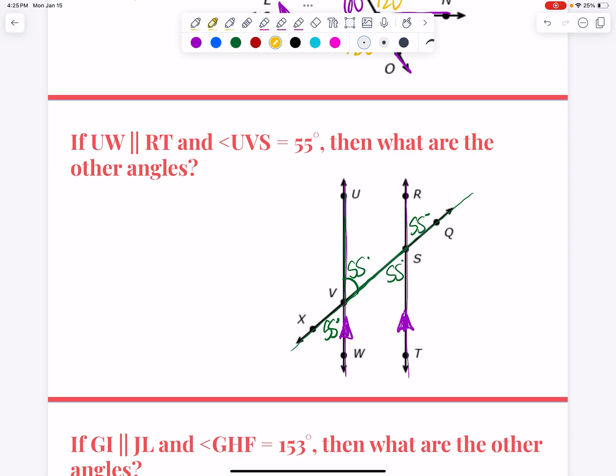That vertical angle and then these 2 acute angles up here are also going to be 55. So how do I find this other set? I do 180 minus 55, and that gives me 125 for all of these obtuse angles. So 125 fills in the other remaining 3 as well. Okay? All right.